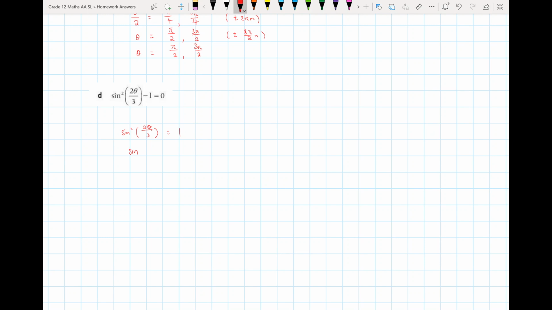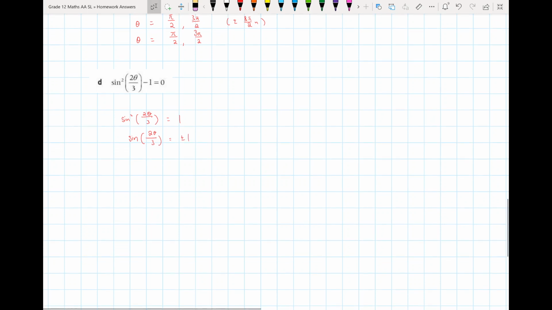So if I take the square root of both sides, this will be plus or minus 1. So we actually have 2 cases. So let's split that. We have sine of 2 theta over 3 equals 1, or sine of 2 theta over 3 equals negative 1.